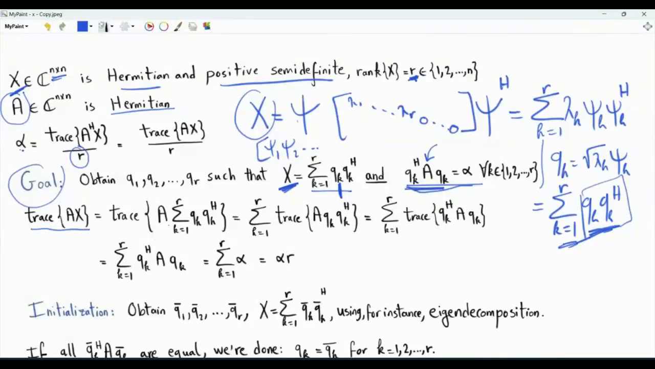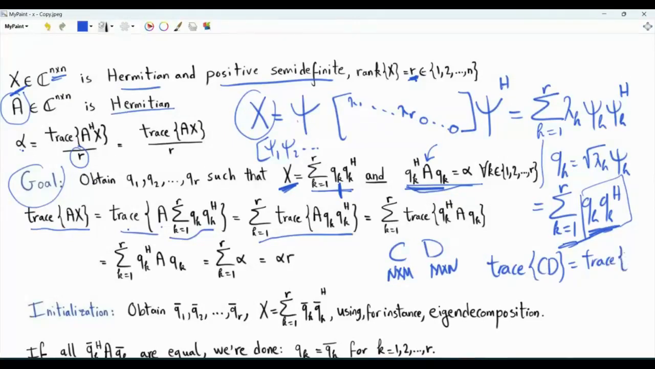Note that the trace of AX is the trace of A times X, and then we can write down X as the summation of rank 1 matrices. Trace is linear, so this is the summation of the trace of each of those matrices. Then we can use an important property of matrix trace. If we have two matrices, C and D, where C is n by m and D is m by n, then the trace of CD is equal to the trace of DC, which means that we can swap. We can think of this as one matrix and this as another matrix, so we can swap these two.